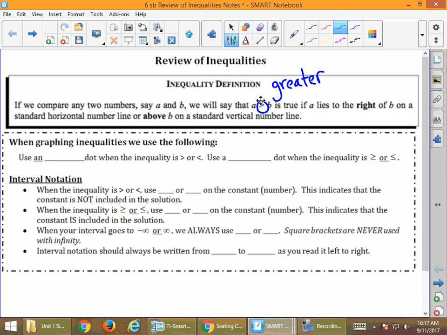But when we graph inequalities, you probably remember this, is that we use an open dot when the inequality is a greater than or less than. So there's no equals in that part. And then the next sentence, use a solid or a closed or a filled in dot when the symbol is greater than or equal to or less than or equal to. So to the far right here, we have that equal to, and that's when we fill in the dot.